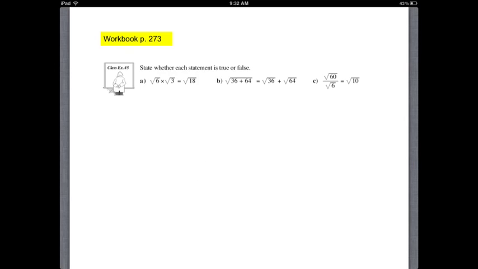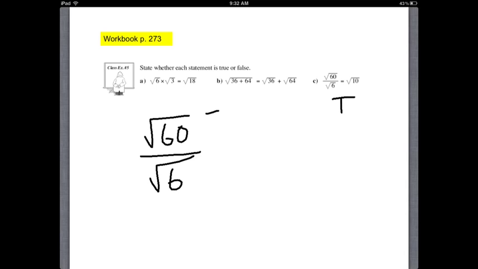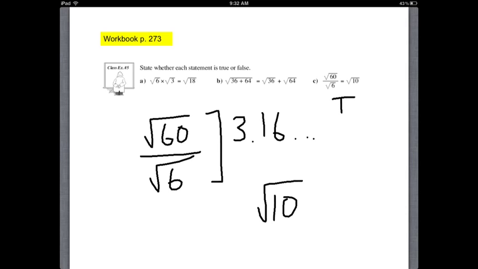The last one is a division question, so we know it's going to be true. If you actually punch this into your calculator, the square root of 60 divided by the square root of 6, that's going to give you 3.16. If you punch the square root of 10 into your calculator, you'll get the same answer. That one's going to be true.